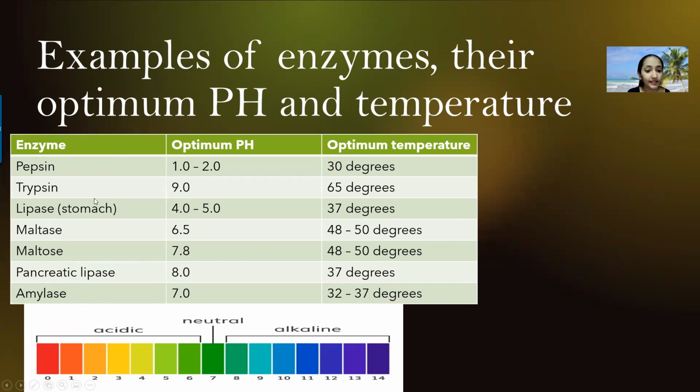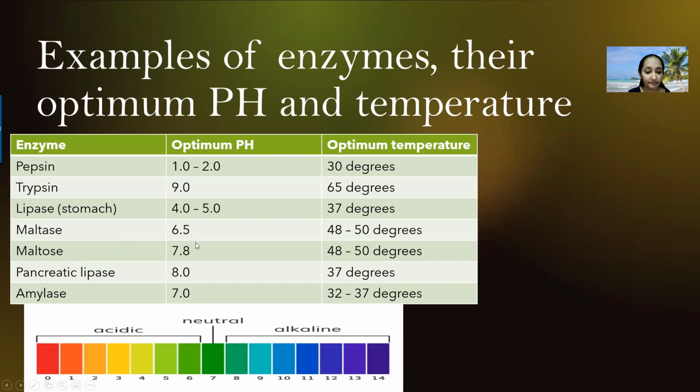Trypsin is another form of the enzyme protease. It works best at the optimum pH of 9, which is a strong alkaline, and works best at a temperature of 65 degrees. And stomach lipase works best at 4.5 to 5 pH, which is a low acidic, and it works best at 37 degrees.